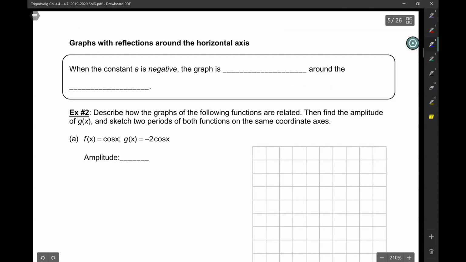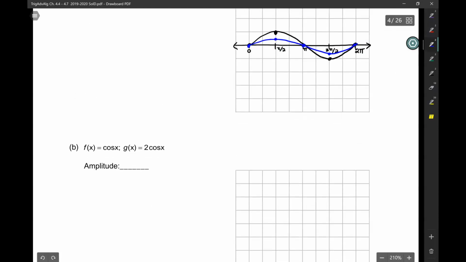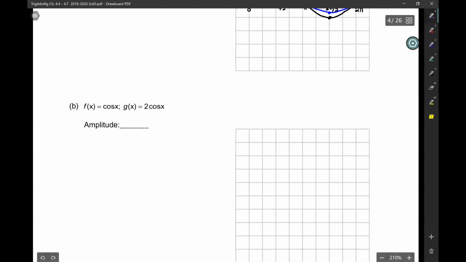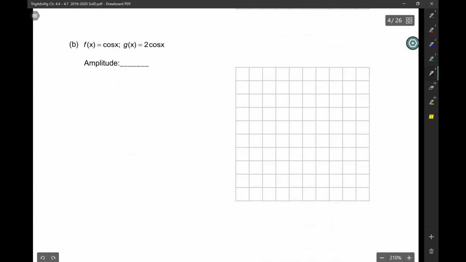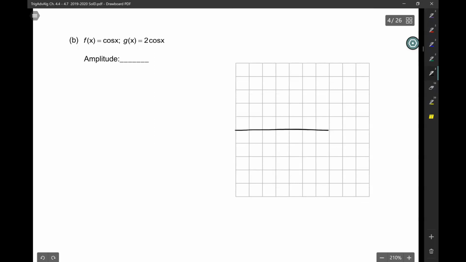Okay, let's do this next one. Cosine. Okay, it's cosine, but we start the same way. Sine and cosine are very good buddies. They have a lot of similarities. I'm going to start at 0, pi over 2, pi, 3 pi over 2, 2 pi. Okay?